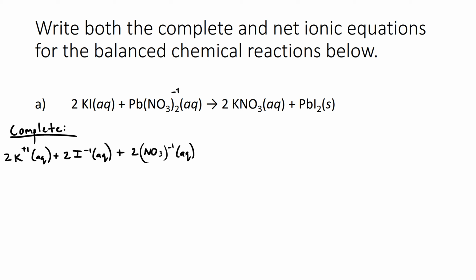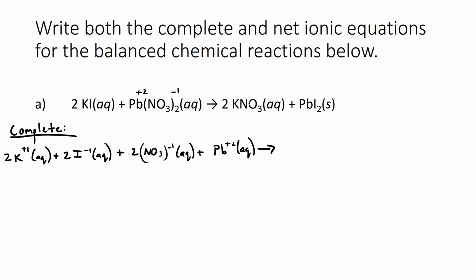Because the nitrate has a -1 charge and we have two of them, we know that this lead molecule right here has a +2 charge. So I can say we have one lead molecule with a +2 charge that's in the aqueous state. And that'll take care of the reactants.